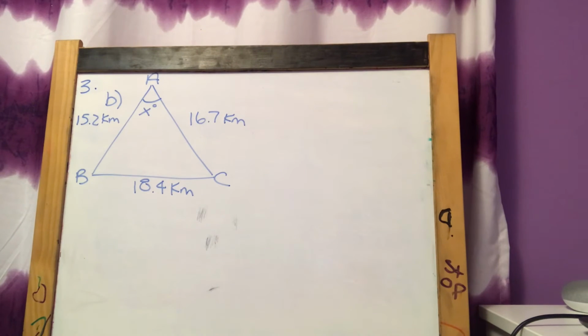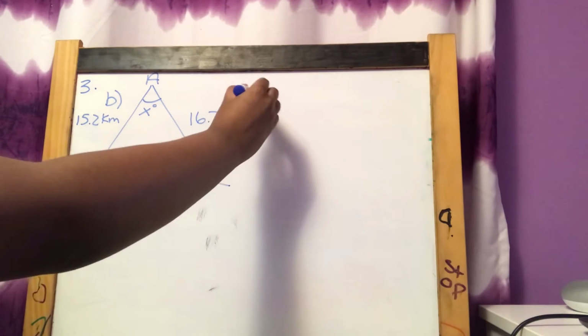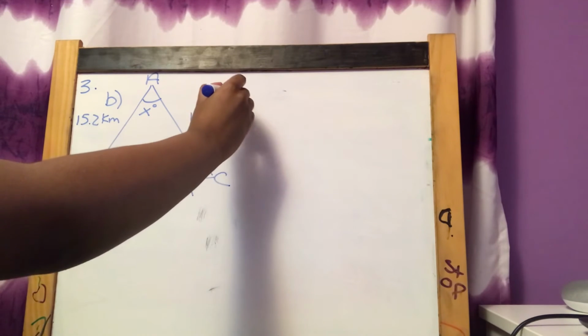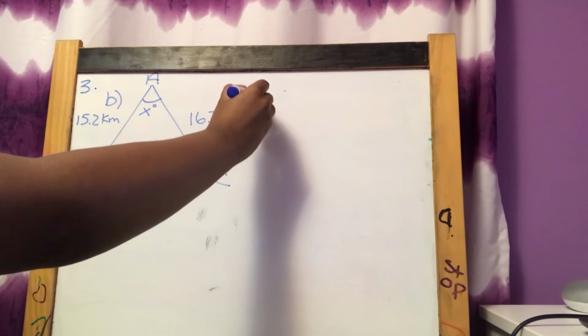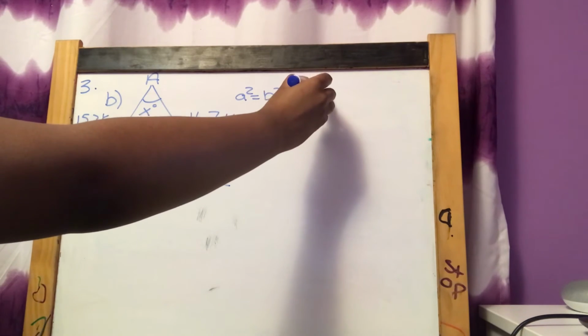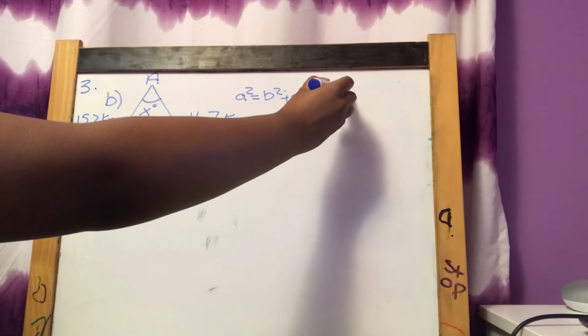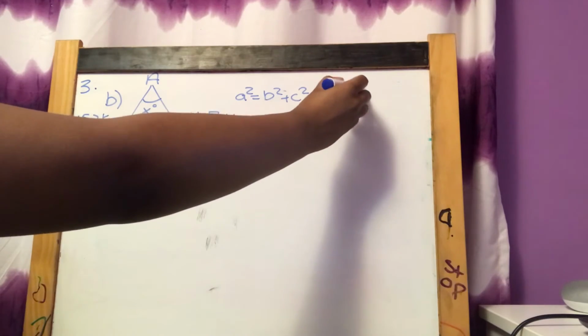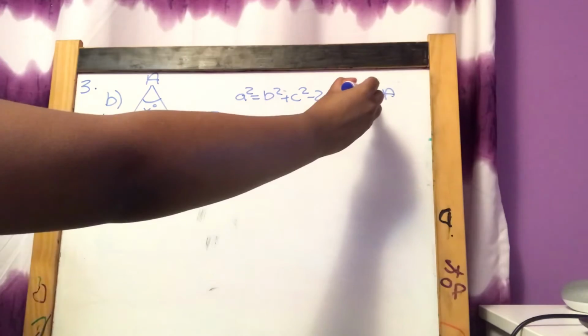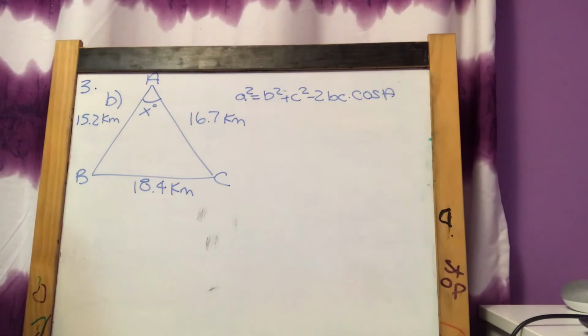And now for B, I have to use the cosine law to figure out the angle this time. It's a little bit different because I have all sides and no angle given, so it's going to be side, side, side. But I'm still going to use the same exact formula that I used last time, with A being what it equals to. So a squared equals b squared plus c squared minus 2bc cos A.